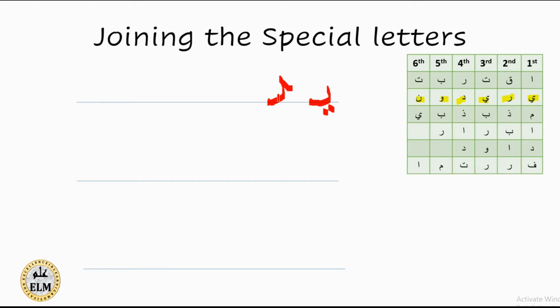Now, as ra is one of the special letters, remember the special letters: alif, waw, dal, dhal, ra, za. What is special about them? They do not join with the letters after them. But we still have letters here, we still have ya, dal, waw, so we will use the beginning form. It's like the joining has finished here, we are starting again. We use the beginning form of ya. Ya is like this. Let's copy this again.